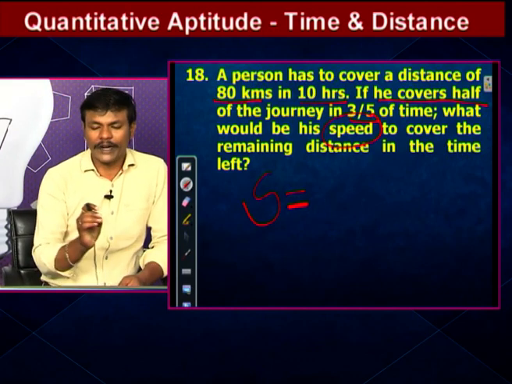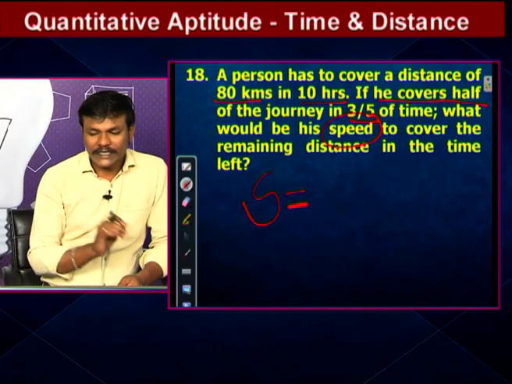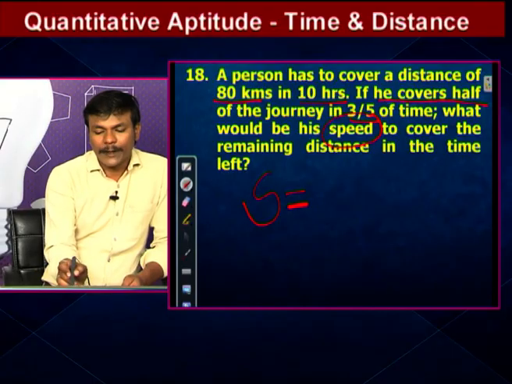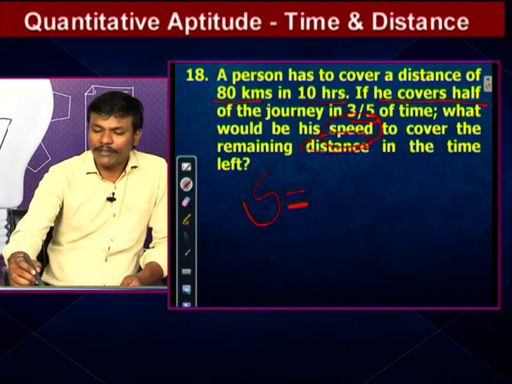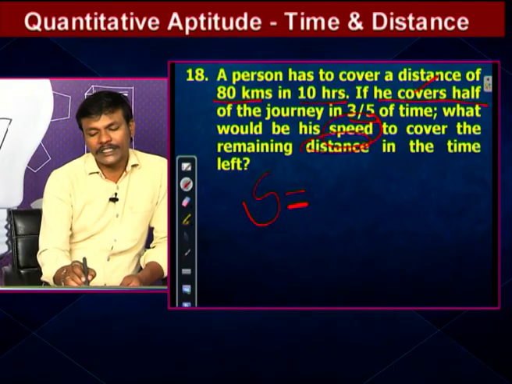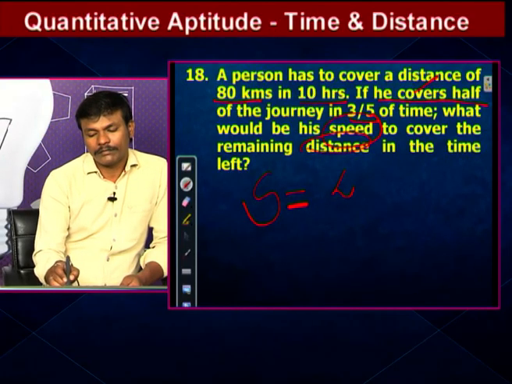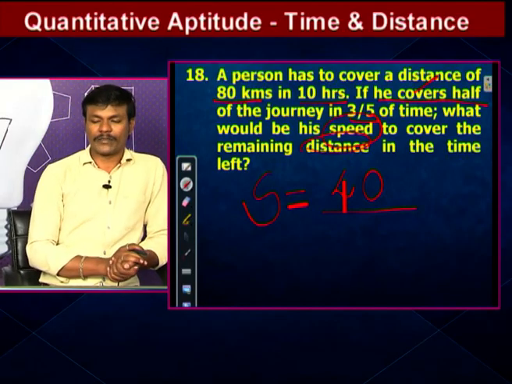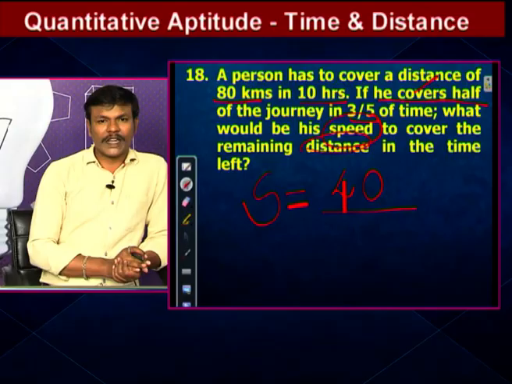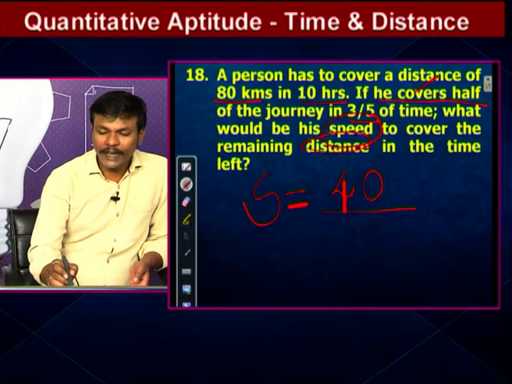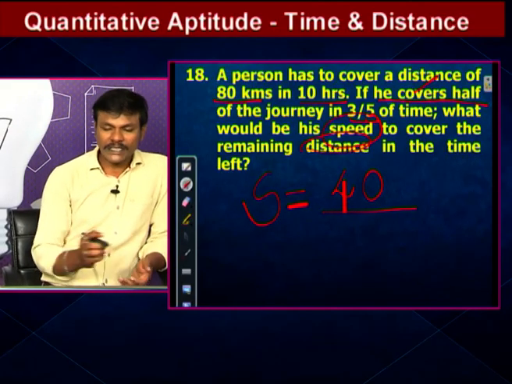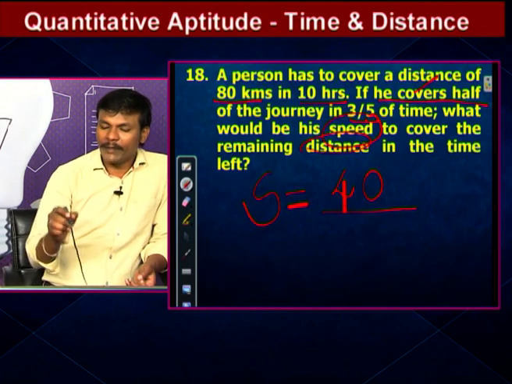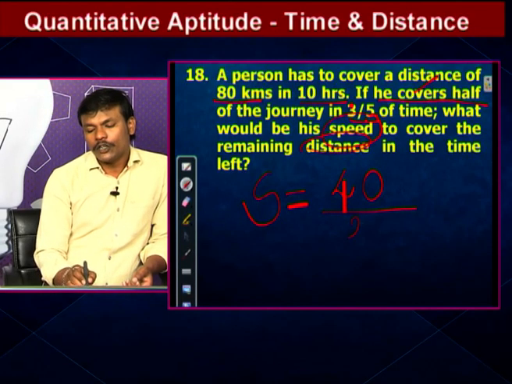The speed is equal to d by time. What is d? The remaining distance to cover is the d. What is the remaining distance? Half he already covered, the remaining half is 40. Already 40 kilometers is completed, the remaining half is 40 kilometers. In the remaining time left: 3 by 5 of the time is already completed. That means, out of the 5 parts of time, 3 parts of time are completed, the remaining time is only 2 by 5.